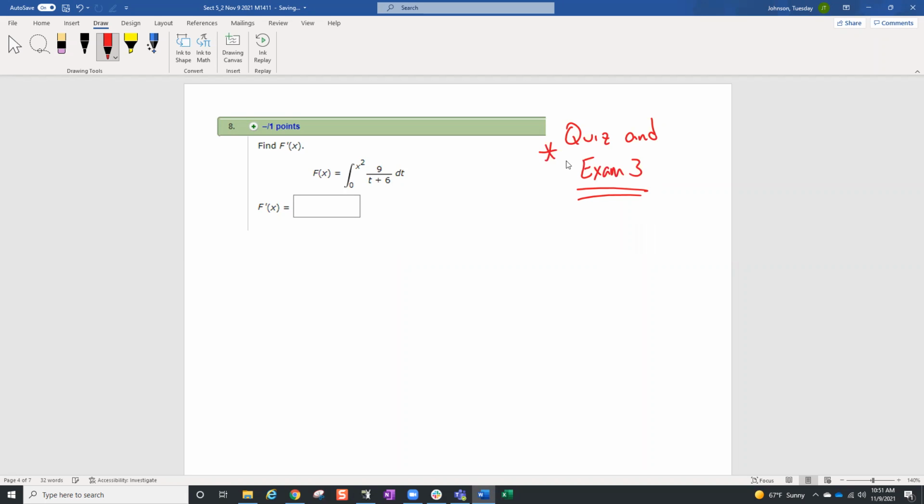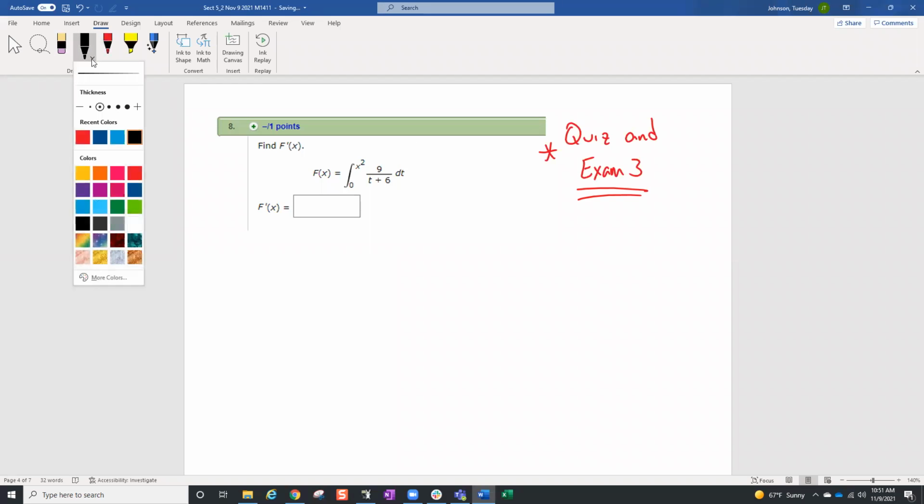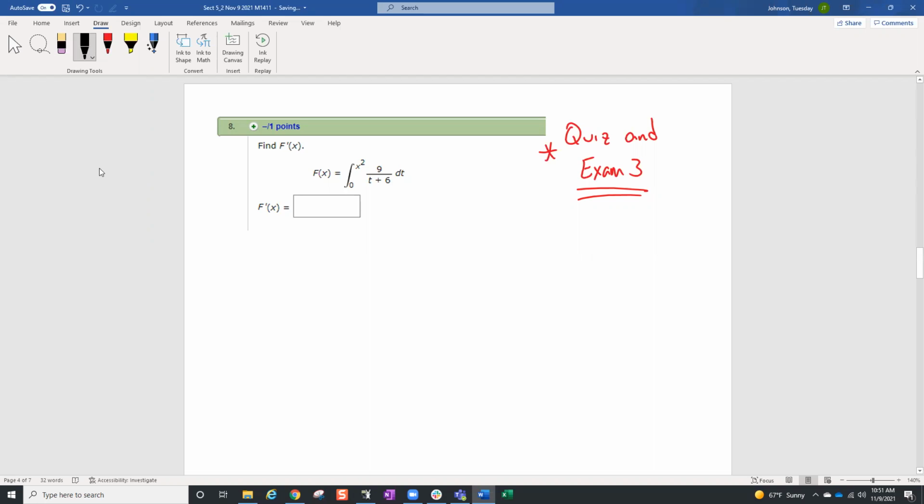this question, or one very much like it, will be on a quiz for this section, must be quiz 11. And it will also be on the exam. I guarantee it. This is the second fundamental theorem of calculus. And I can tell you, here's what I'm going to do. I'm going to tell you exactly what this answer is. It's 9 over x squared plus 6 times 2x. So in this case, mine will be 18x over x squared plus 6.